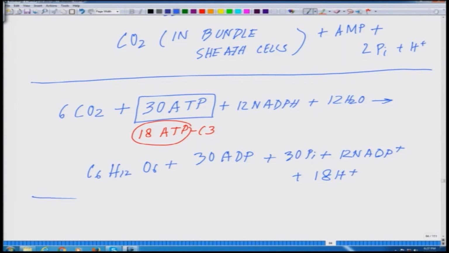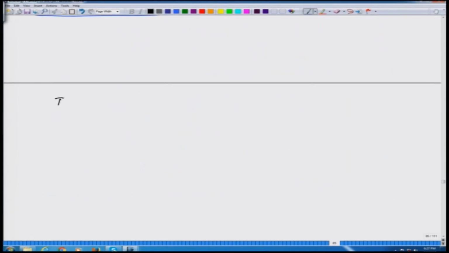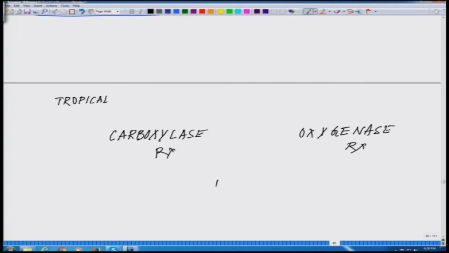So, in other words, to summarize this whole thing, this means that tropical plants with the C4 pathway do little photorespiration because they have a high concentration of CO2 in the bundle sheath cells and accelerate the carboxylase reaction relative to the oxygenase reaction. So, this is the challenge, carboxylase and oxygenase reaction of Rubisco.